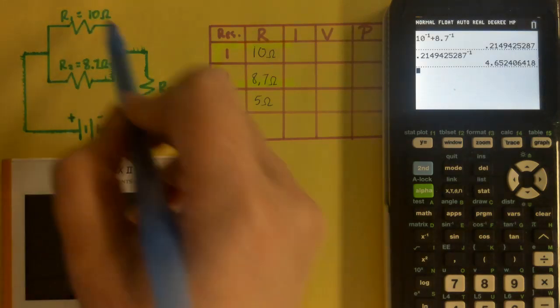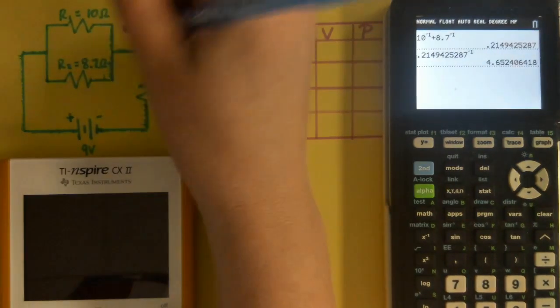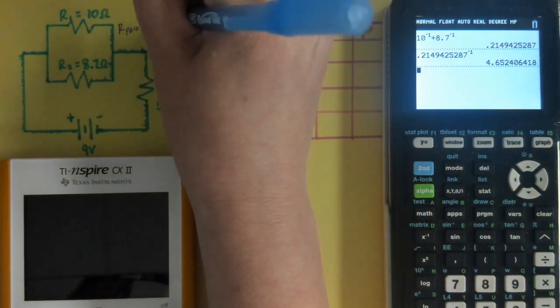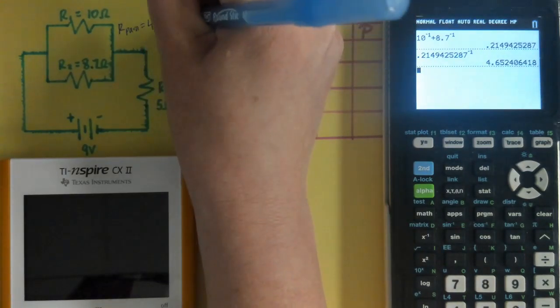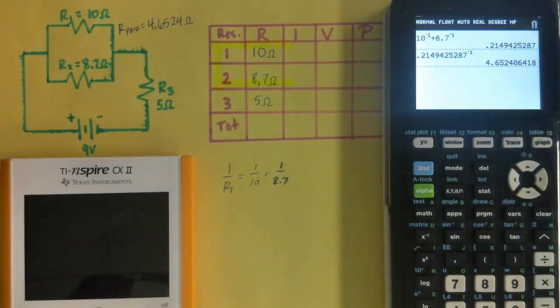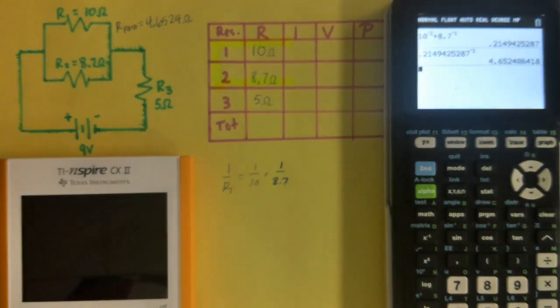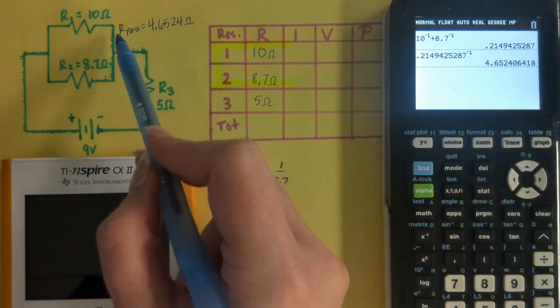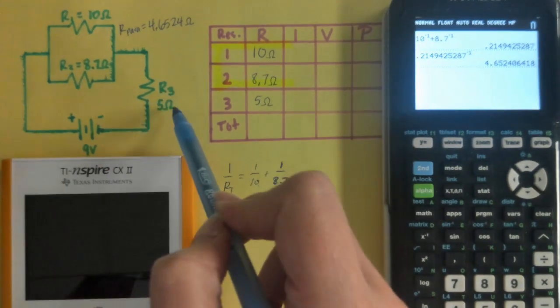So this whole section here has an equivalent resistance. I'm just going to label it R para of 4.6524 ohms. And again, I rounded that a little bit, but I carried out enough decimals so as to not introduce a bunch of rounding error, but of course I can always come back here on my calculator. Okay, the reason we need to do that first is because this whole section is in series with this.